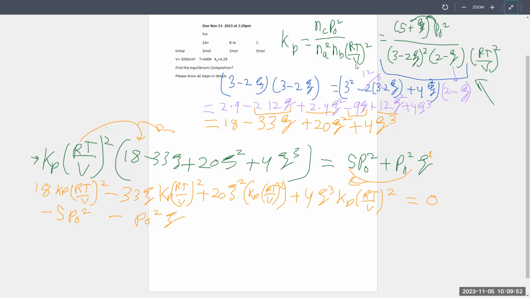And then from there, you can plug in your KP, your T, your V, your R, based off your values. Your P naught is usually equal to 1 bar. You can convert that to atmospheres or torr, whatever units you need. I'll do this so you can see that those are their own. And yeah.